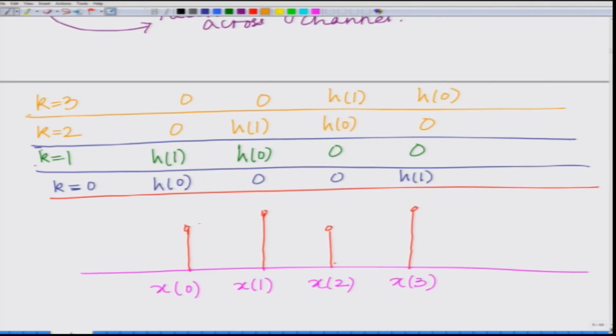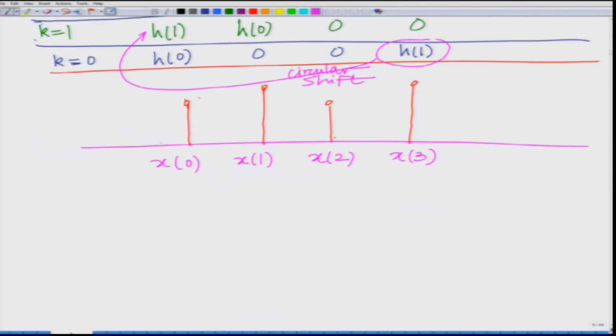In the first step we have H0, H1. In the next step, H1 has circularly shifted to the left, and H0 has moved to the right. In the next step both H1 and H0 have moved to the right. So this is basically a circular shift of the channel filter over the symbols.